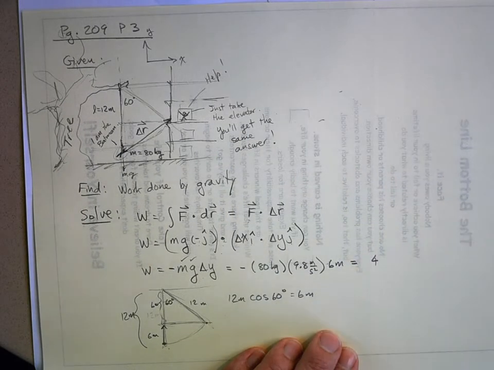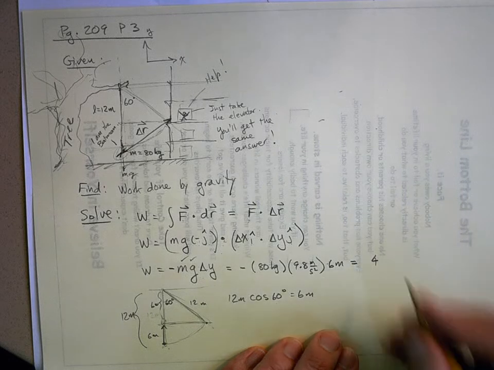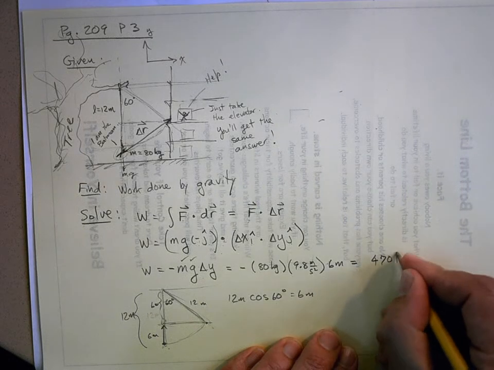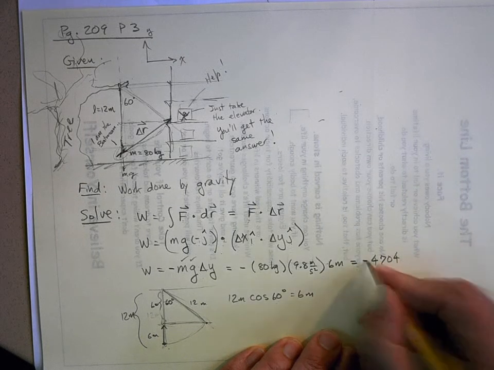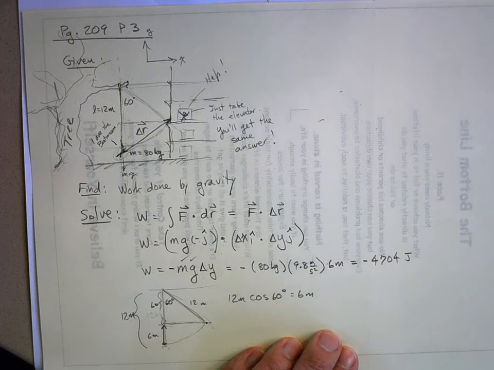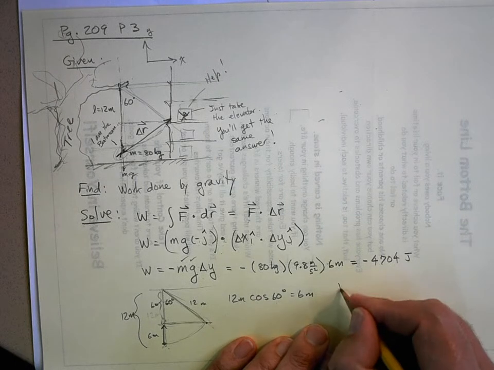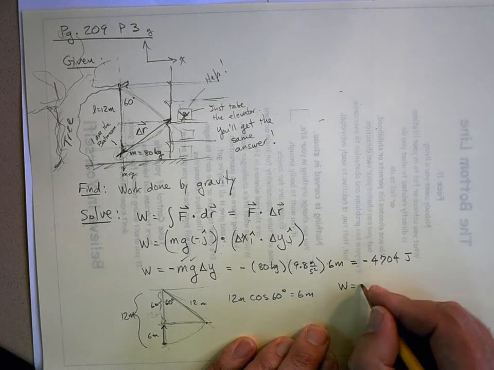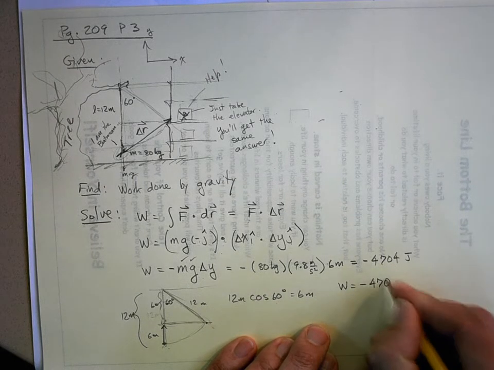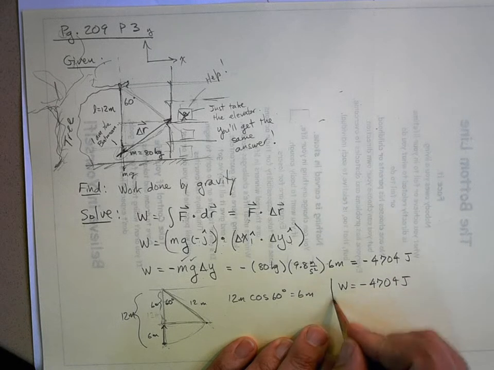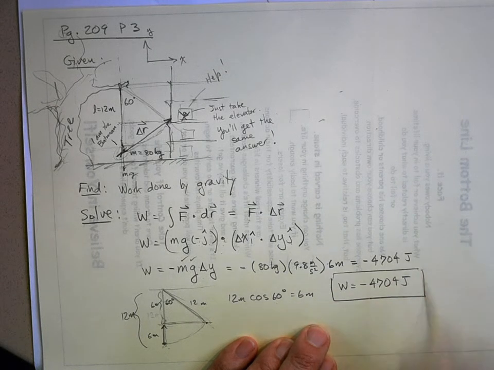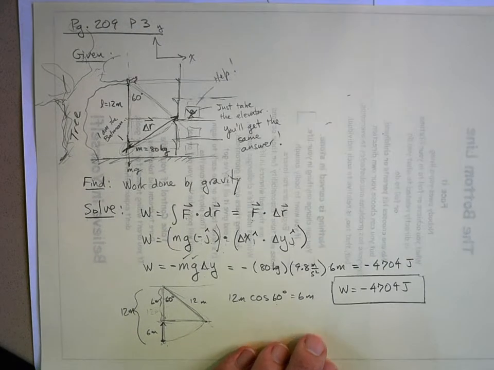Wait, is that right? Yeah, 4,704, it's negative, joules. Is that right? Is that the answer in the back? Wow. So the work done by gravity was negative 4,704 joules. So gravity did negative work.